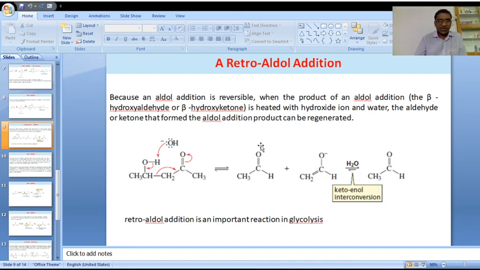Retro-aldol addition is an important reaction in the glycolysis process. Okay, this is about the retro-aldol addition reaction.